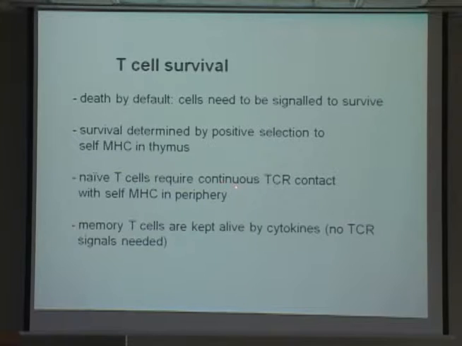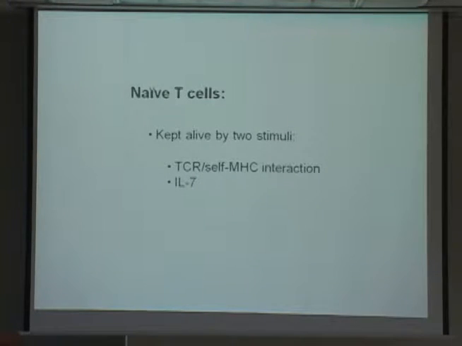When these cells eventually see antigen and differentiate into memory cells, then, as Charlie Sir will talk to you next week, these cells don't need to see self-MHC. They're kept alive by cytokines. Now, naive T cells, which is what I'm talking about now, have to be kept alive through this interaction with self-MHC ligands and also a cytokine, IL-7.